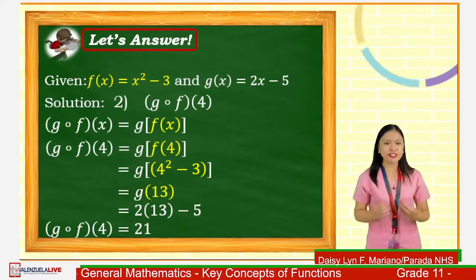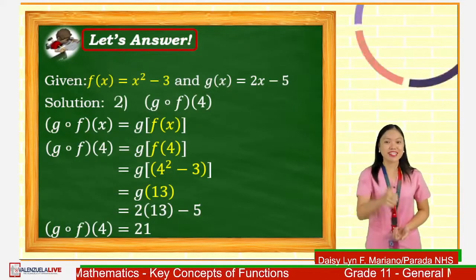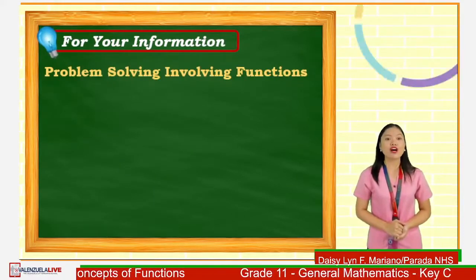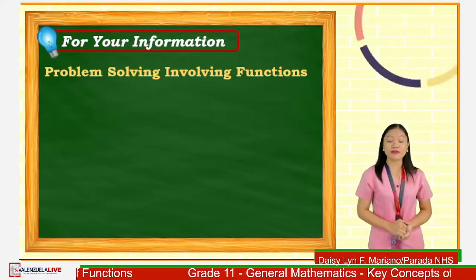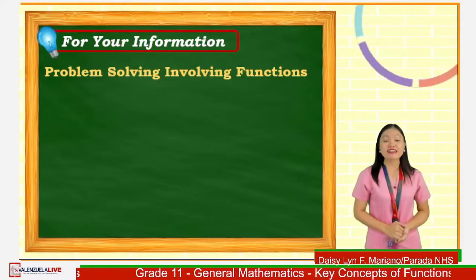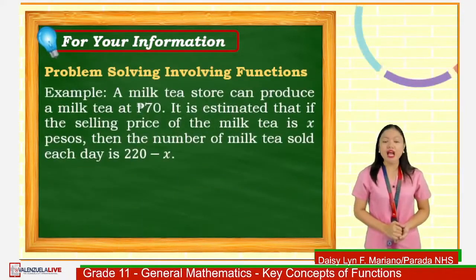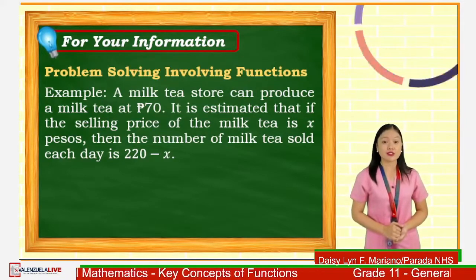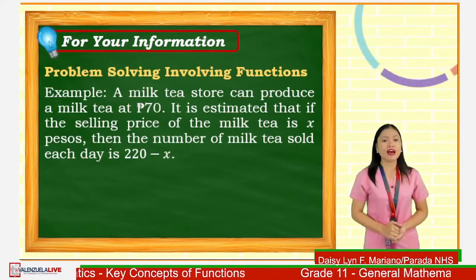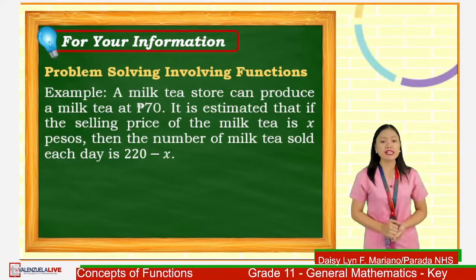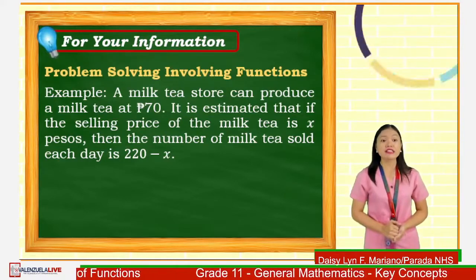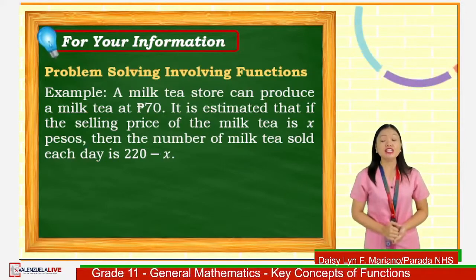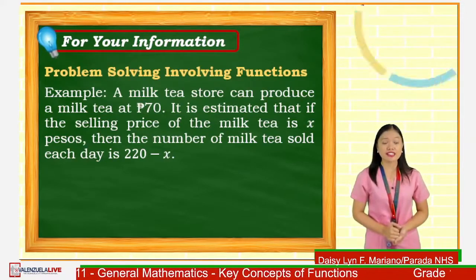Can you still follow with our discussion? Great. Our last example shows how functions are seen in problem solving. Let's take a look at this example. A milk tea store can produce a milk tea at 70 pesos. It is estimated that if the selling price of the milk tea is X pesos, then the number of milk tea sold each day is 220 minus X.